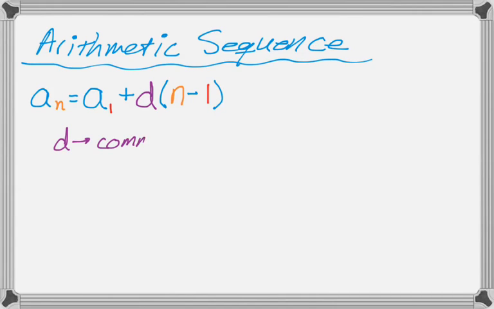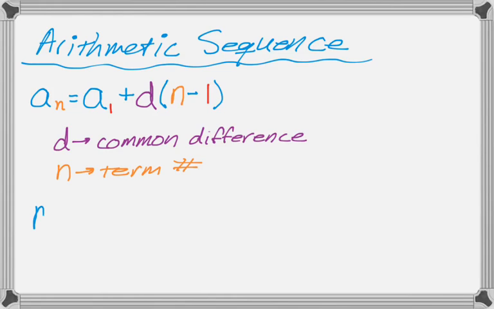So in this, d is the common difference. You have to make sure that you understand that idea. And also n is going to be the term number. So if I want the 7th term of this sequence, I'm just going to let n equal 7, plug it into the formula, and it'll give me the 7th term.